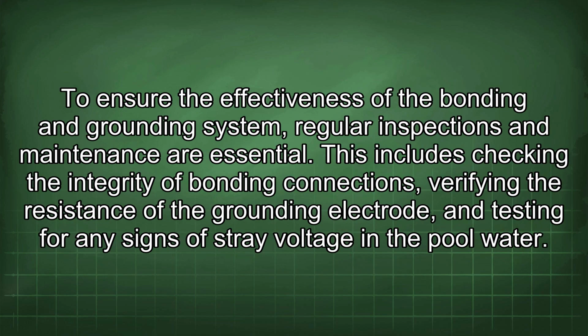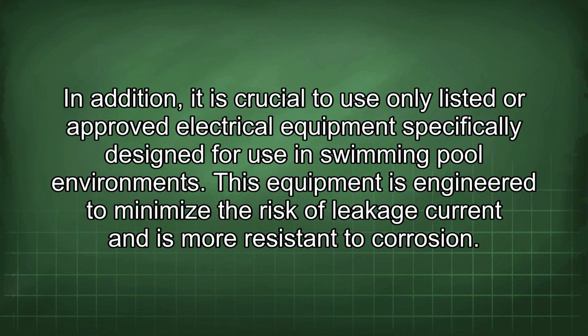To ensure the effectiveness of the bonding and grounding system, regular inspections and maintenance are essential. This includes checking the integrity of bonding connections, verifying the resistance of the grounding electrode, and testing for any signs of stray voltage in the pool water. In addition, it is crucial to use only listed or approved electrical equipment specifically designed for use in swimming pool environments. This equipment is engineered to minimize the risk of leakage current and is more resistant to corrosion.